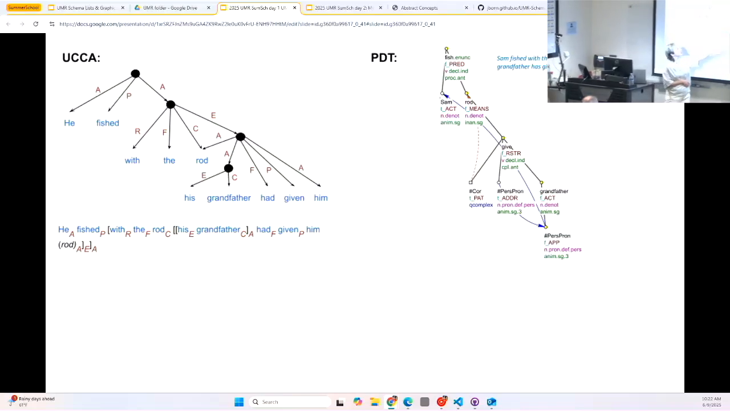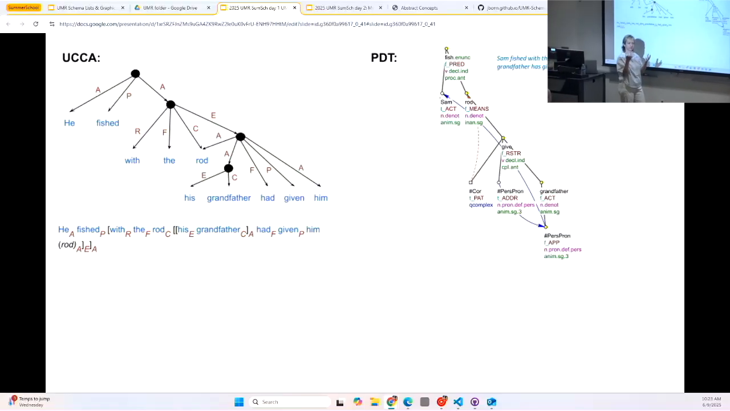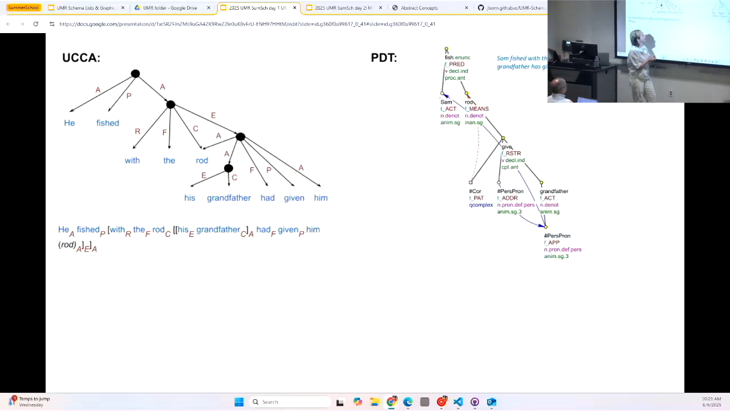Here's the Prague Dependency Treebank. Jan, if anybody has questions about it, Jan could describe it more. It is also tree structured. There are different layers of relations.